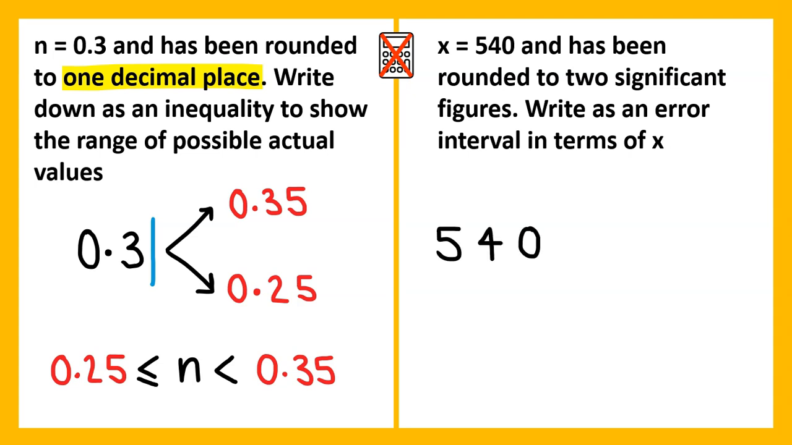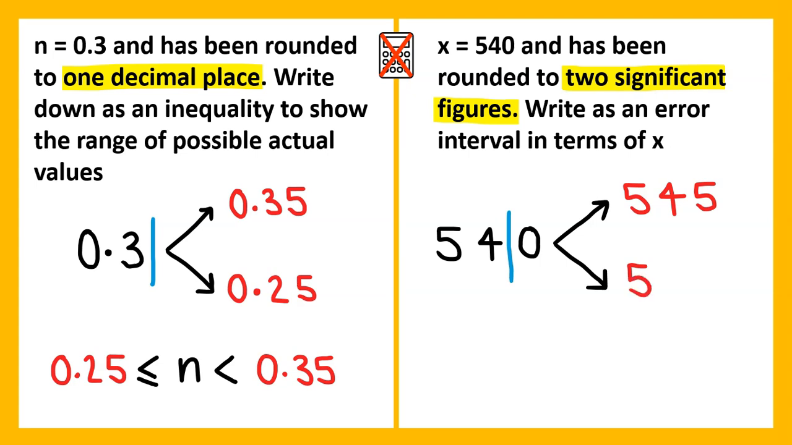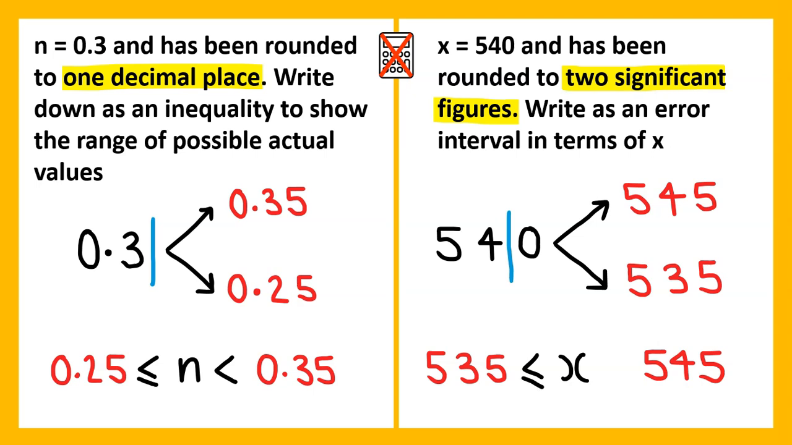For the second question, x is equal to 540 and has been rounded to 2 significant figures. The first significant figure would be the 5, and the second significant figure would be the 4, meaning my rounding line goes after the 4. The upper bound would be 545, and the lower bound would be 535. So my error interval would be x is greater than or equal to 535, but less than 545.